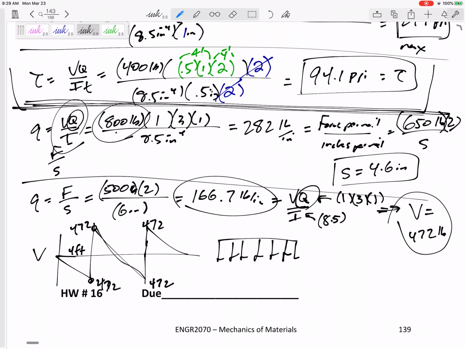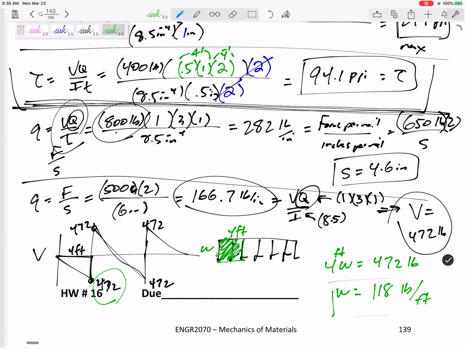What distributed load, if this is 4 feet, what height W over 4 feet would equal 472? 4 times the height equals 472. This is 4 feet times the height. Let's see if the units work out. This is pounds. This is feet. I would get a W of 118 pounds per foot. All right. Don't worry too much about those last two parts.